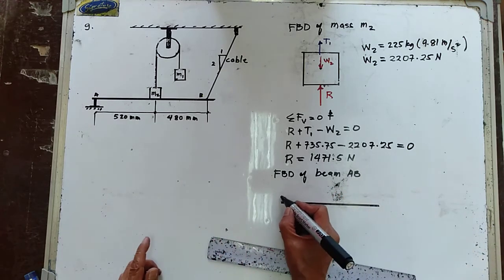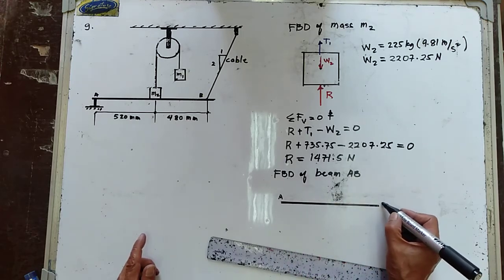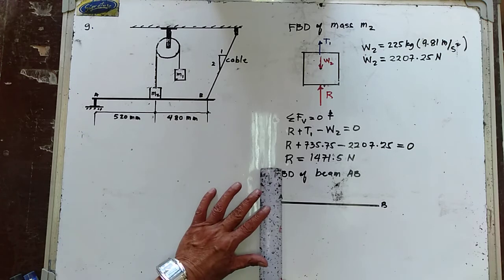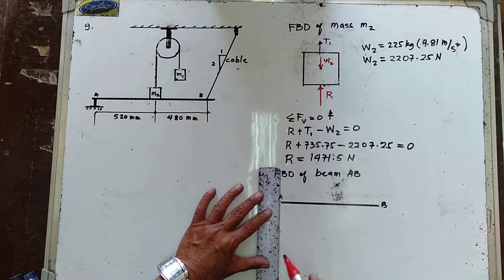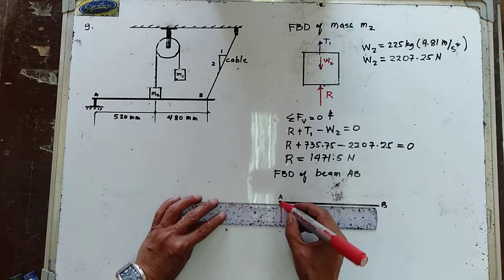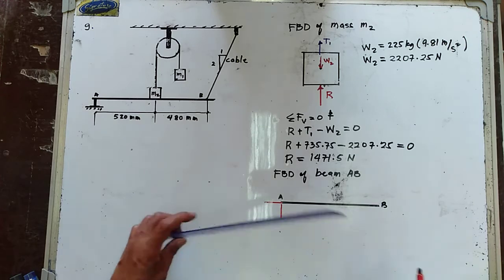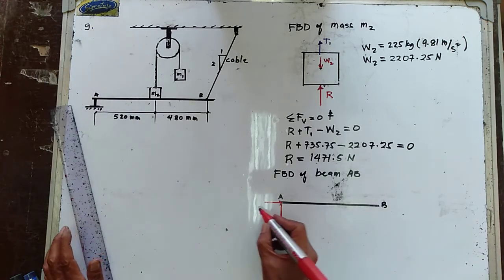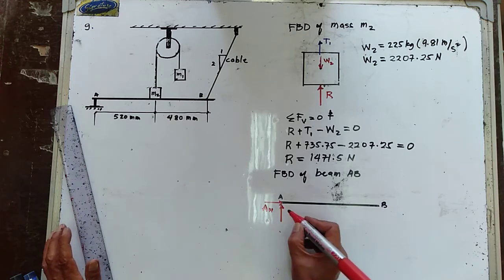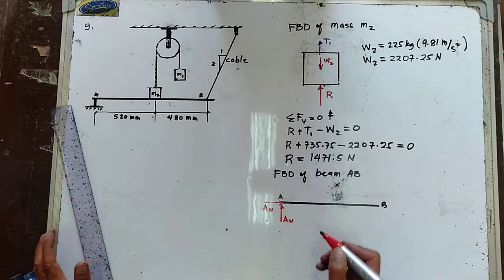So this is your A, and this is now your point B. So we have now the reaction at point A. That is a hinge again, so we have vertical and horizontal reaction. So this is your A horizontal. This is now your A vertical.